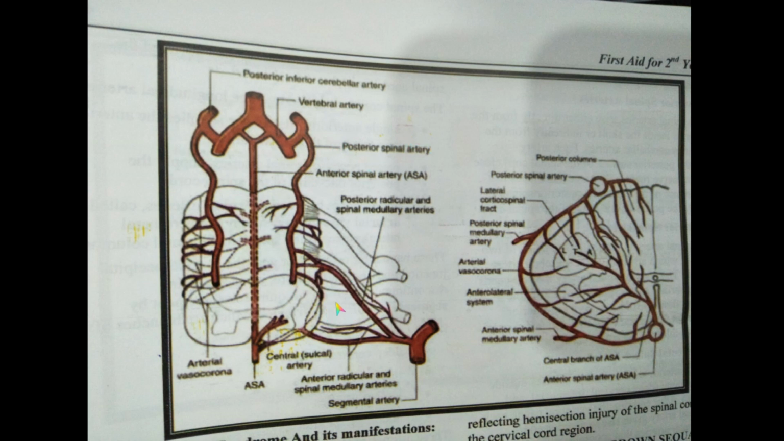And now there are small branches which reinforce and help the anterior and posterior spinal arteries, like the posterior radicular artery and spinal medullary arteries. These small branches come from the segmental arteries and also supply some small part of the spinal cord. You can see this is the anterior spinal artery, this is the posterior spinal artery, and two-thirds of the spinal cord is supplied by the anterior spinal artery and one-third by the posterior spinal artery. And there are small branches like the medullary arteries and the central artery. This is all about the arterial supply of the spinal cord.